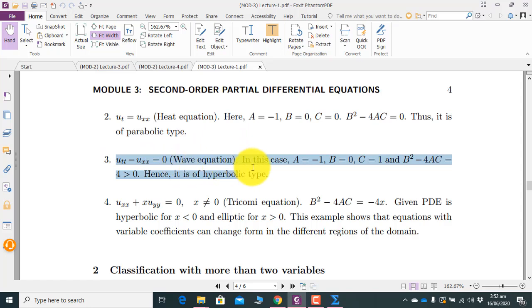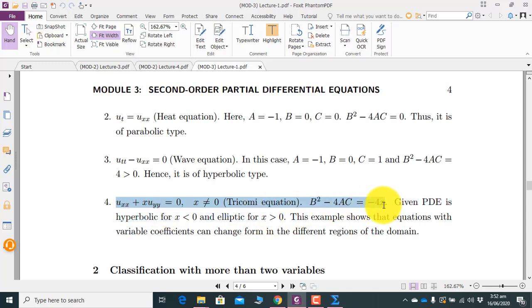And again, if you compare for that case, this will be hyperbolic, and this is the problem where x appears. Okay, look, there is a variable coefficient C. So B is 0 again, A is 1. If you calculate the discriminant, this will be minus 4x. So if x is negative, the quantity minus 4x will be positive, and the equation will be hyperbolic for that case. And if x is positive, the quantity minus 4x will be negative, and the equation will be elliptic for that case.